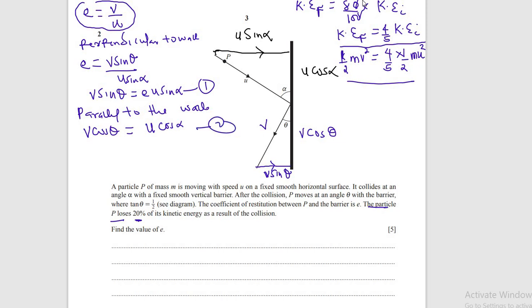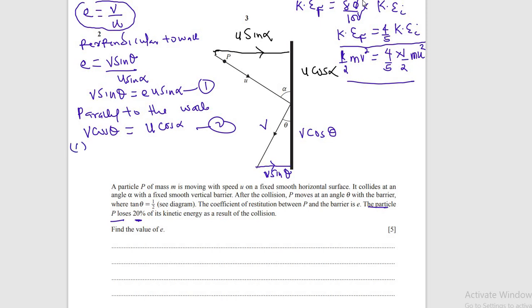Now we have two equations. So divide both equations. Indirectly I'm trying to use momentum, as in final equal to initial, by resolving perpendicular and parallel. So we have two equations. Divide both of them.